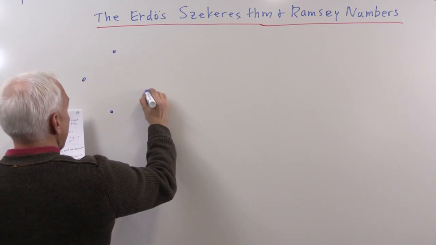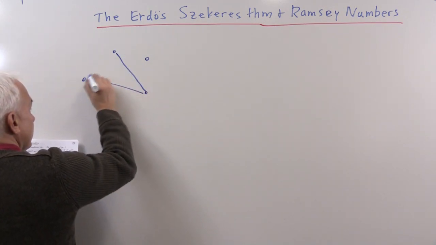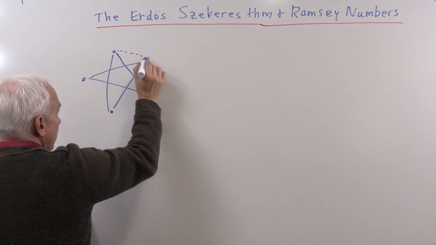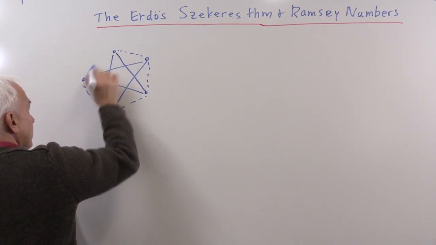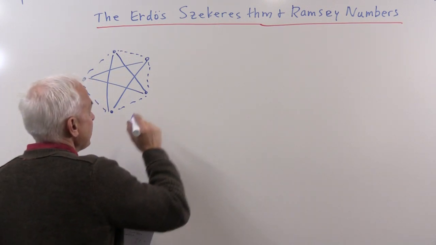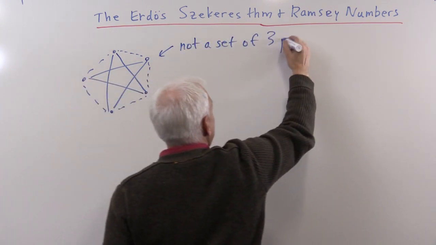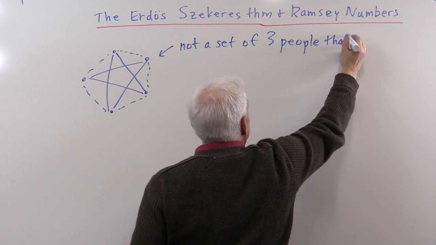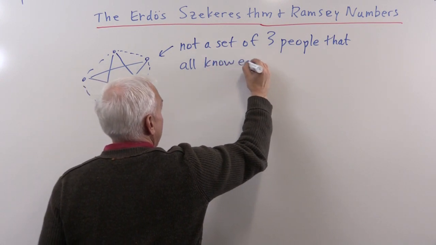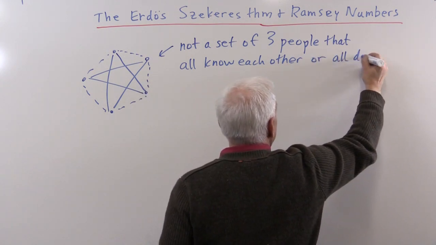Suppose we have 5 people in a room, and these people know each other. So do these, so do these, so do these, so do these. But these two don't know each other, these two don't know each other, these two don't know each other. So if you stare at this, you'll see that there's not a set of 3 people that all know each other, or all don't know each other.